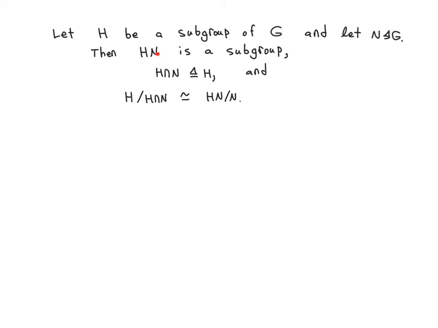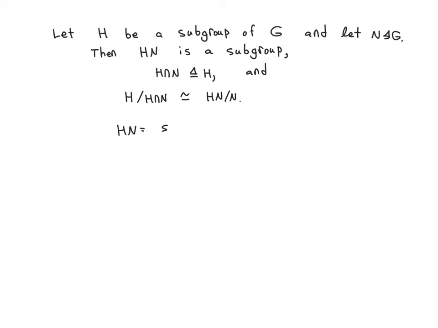Then HN is a subgroup. H intersect N is a normal subgroup of H, and H mod the intersection is isomorphic to HN mod N. So I tend to think this statement has a lot to unpack.